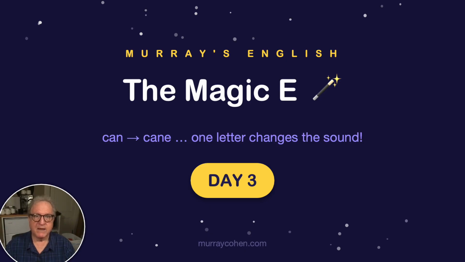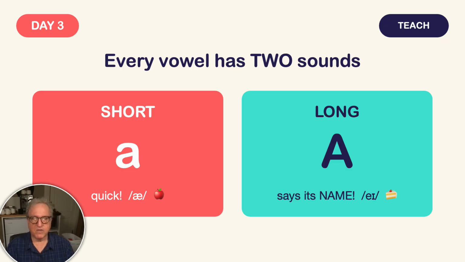So can becomes cane, for example. Same letters, almost, but one little E at the end changes the sound completely. It changes the sound of the vowel in the middle. So say them with me. This first one, the short A, like in apple, and the long one is A, like in cake.